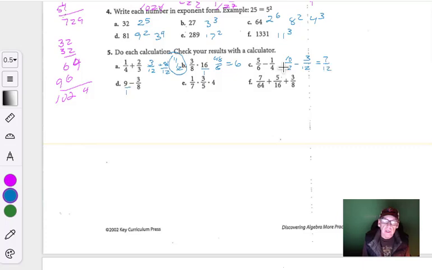Looking at D, the common denominator is going to have to be 8 for these. So 8 times 9 is going to be 72. So 9 is the same thing as 72 over 8. And we're taking away 3 over 8. That's going to give us 69 over 8.